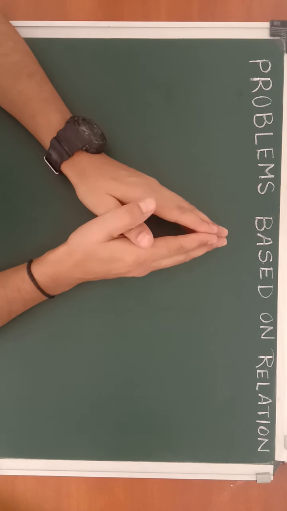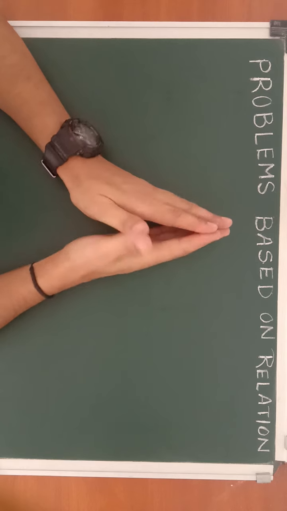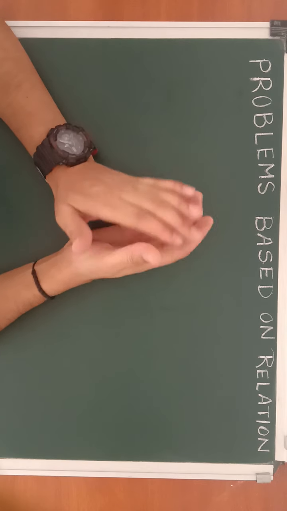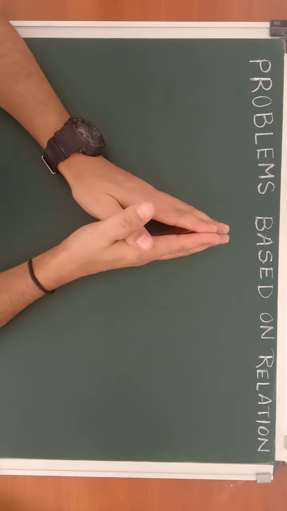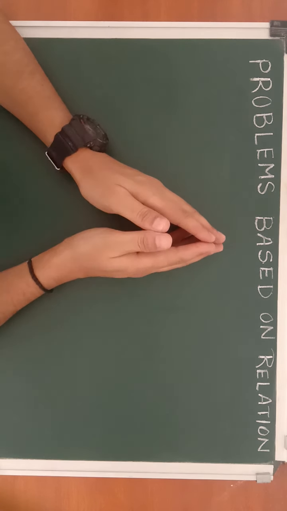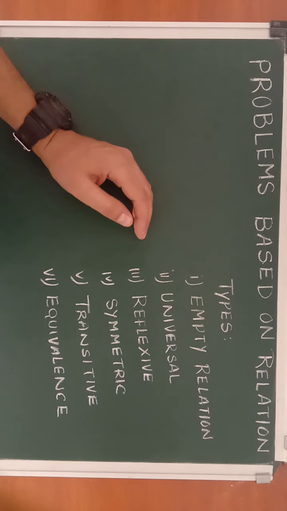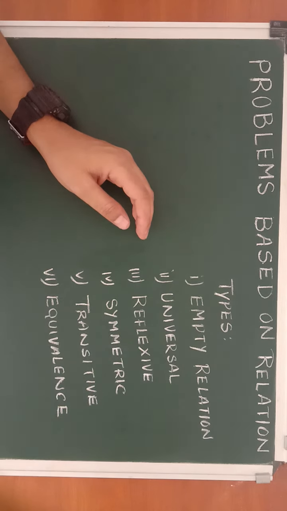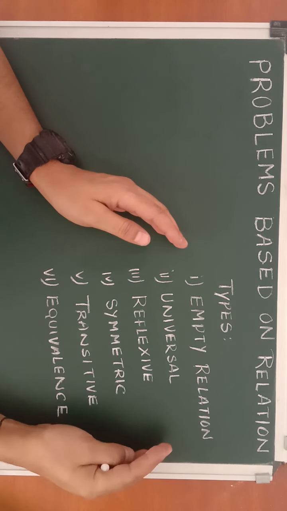Fine children, before I go ahead solving the questions based on the topic relation of your textbook unit number 1, let us quickly recall the types of relation and then we will move ahead toward the questions. So dear students, we have 6 categories or 6 types in which the relations are divided.